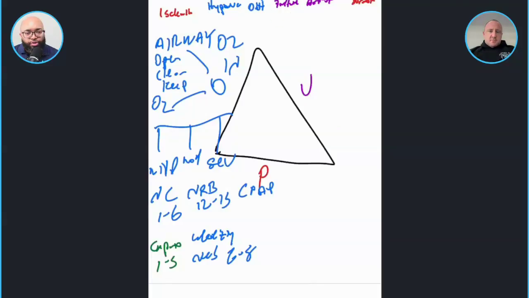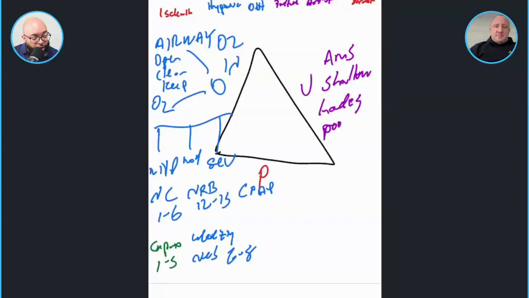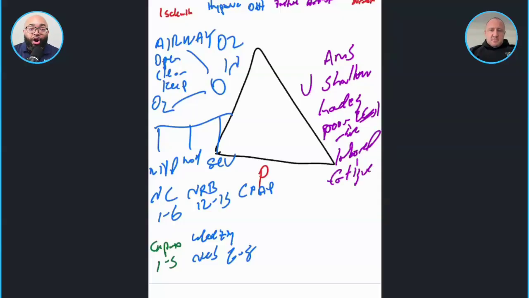Well, not only are they short of breath, they're probably altered. They probably have altered mental status. They have words like shallow breathing. Another way to say that is inadequate breathing, poor chest rise, labored, fatigued. That all points to respiratory failure or slow.